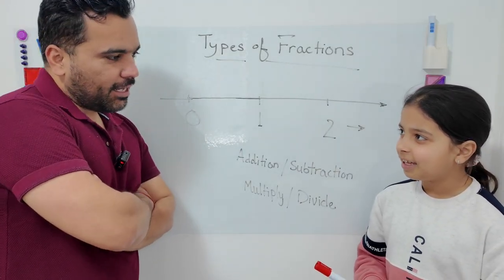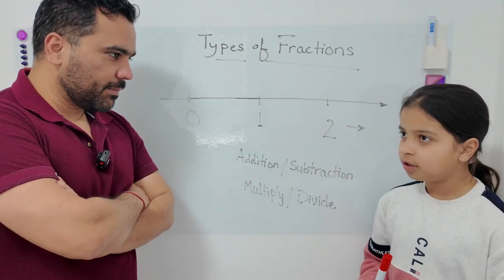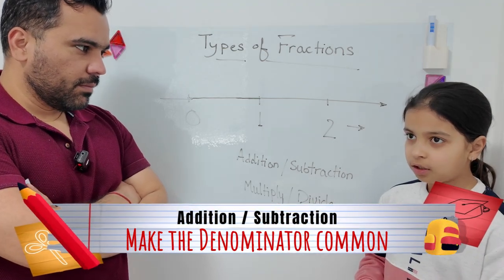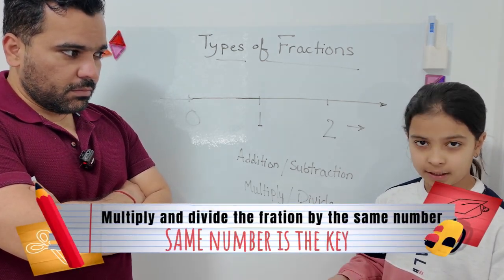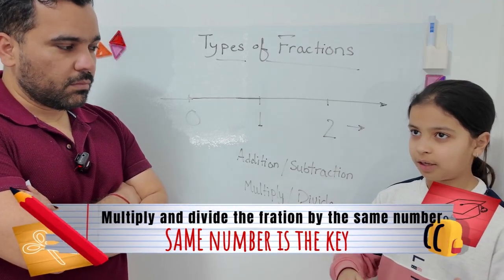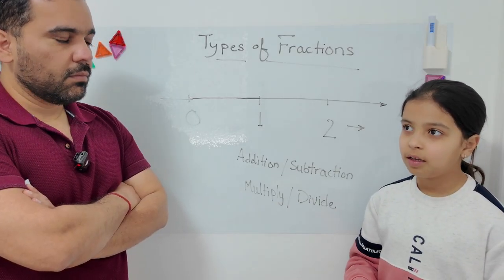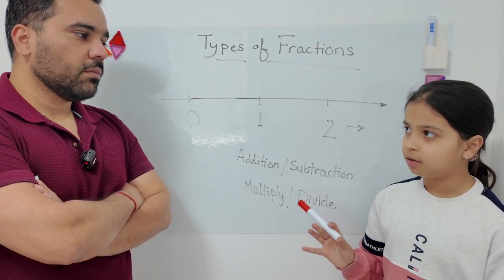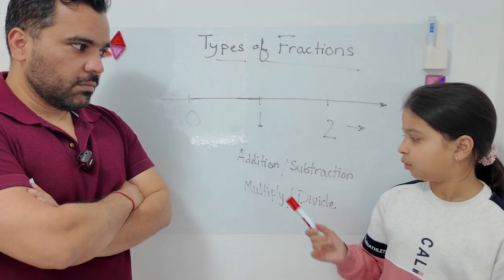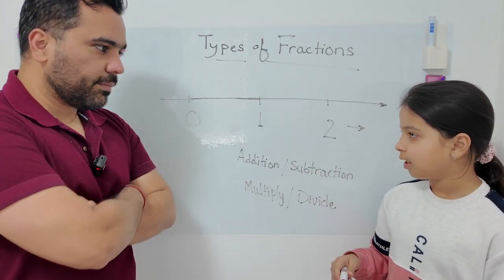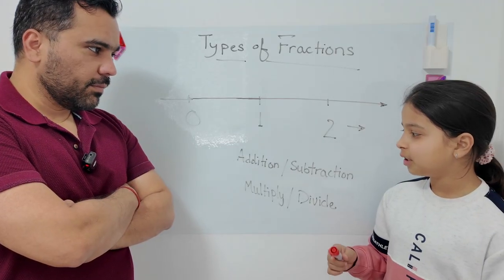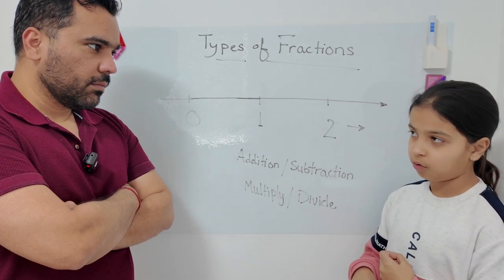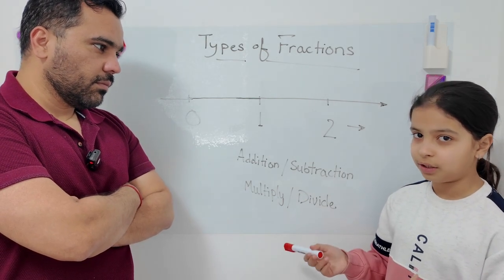Okay. Right. And how do we solve addition and subtraction? For addition and subtraction, you make the denominator common. And whatever you multiply the denominator by, you must do the same to the numerator, or else it will be incorrect. Then the denominator stays the same, and you just add or subtract the numerators depending on which one you're doing. Why are these grouped together? Because addition and subtraction are alike: if you switch around addition, it becomes subtraction, and if you switch around subtraction, it becomes addition.